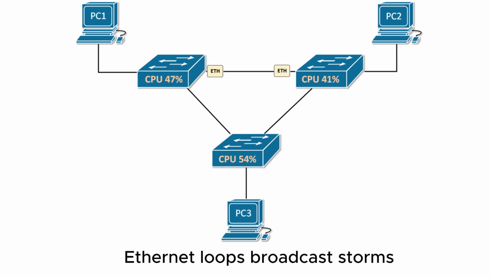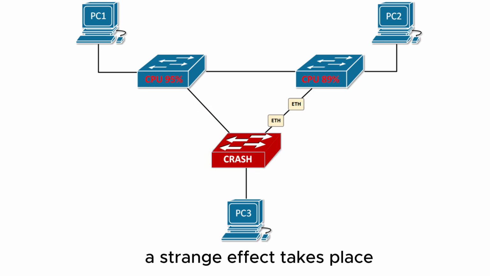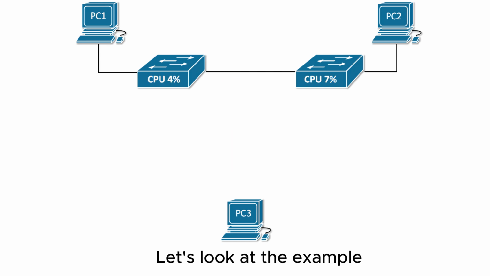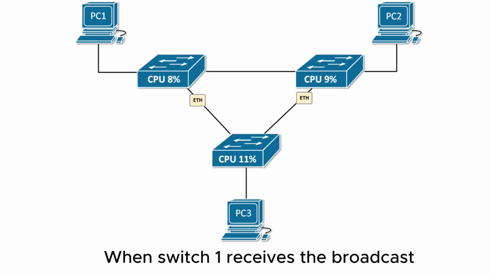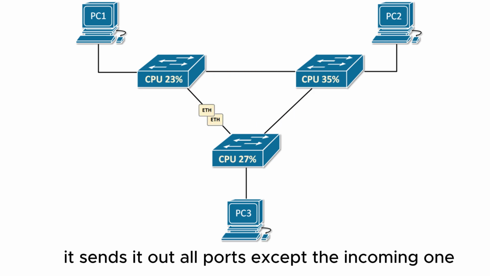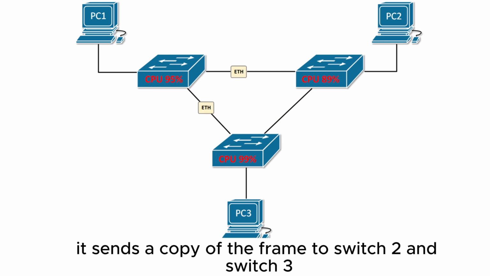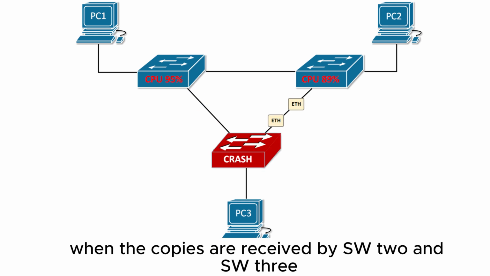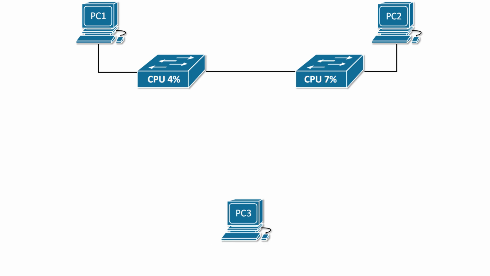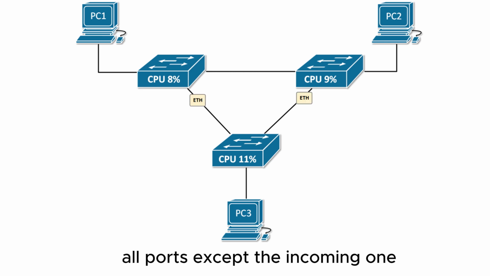Ethernet loops, broadcast storms. If we apply this flooding logic to a switching topology with redundant links, a strange effect takes place. Let's look at the example shown in Figure 2. PC1 sends out a broadcast frame. When switch 1 receives the broadcast, it sends it out all ports, except the incoming one. Therefore, it sends a copy of the frame to switch 2 and switch 3. The same happens when the copies are received by SW2 and SW3. They see that this is a broadcast and send a copy of it out all ports, except the incoming one.